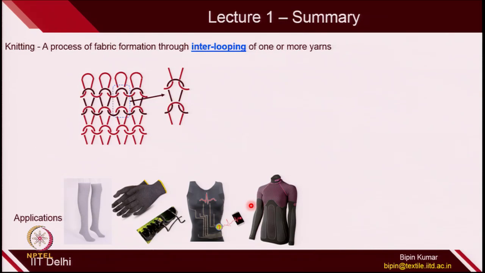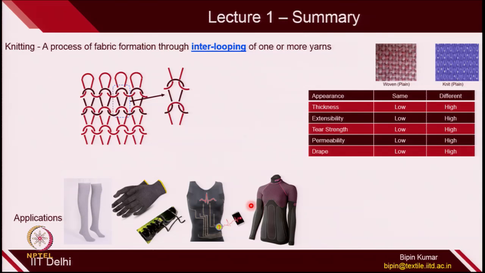And at the end of lecture 1 we tried to differentiate between plain woven fabric and basic knit fabrics. We found there are a lot of differences between these two structures. This is why these two structures are used for different applications. Now let us move to lecture number 2.